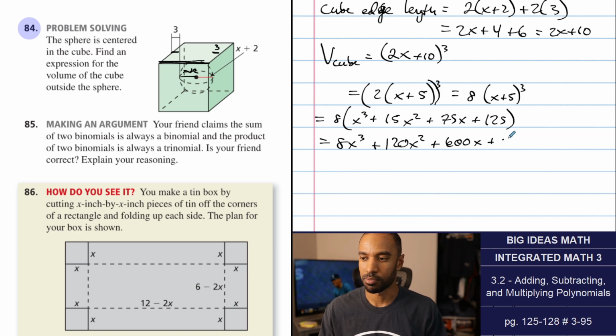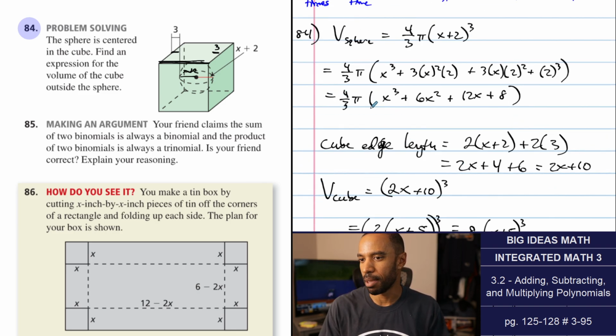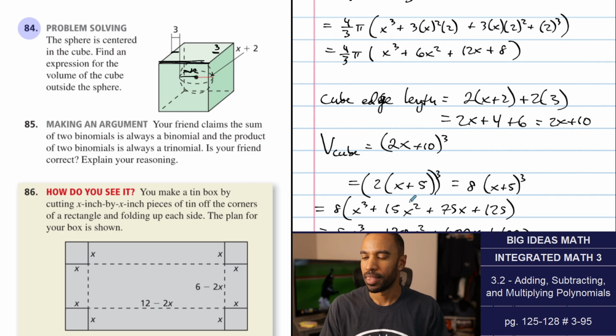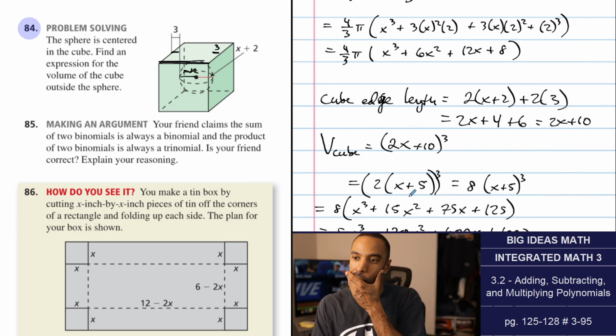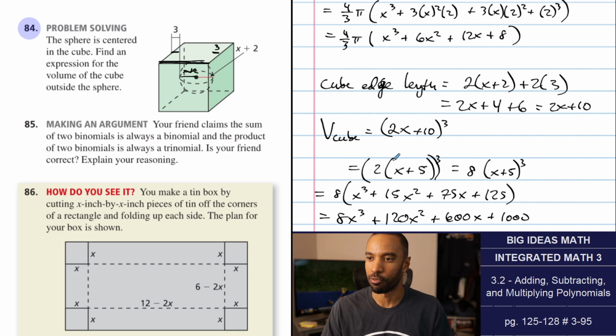X plus 8 times 25 is not 200, it's 1,000. Okay, we have to do the volume of that guy minus the volume of that guy there. Now, I have to distribute that 4/3.